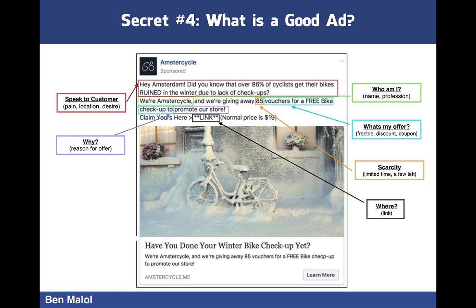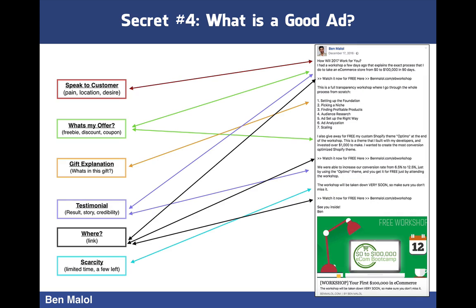The offer is anything from a freebie to a discount to a coupon, whatever. To promote our store. Why? The reason for the offer is to promote our store. Claim yours here, with a link. And where do you actually get this offer? Remember, we want to make it super simple. Even if you click the image, it will take them to the website, but not everybody knows that, so make sure that you actually aim at that link. And then I have normal price is $19, just to show that it usually costs money.